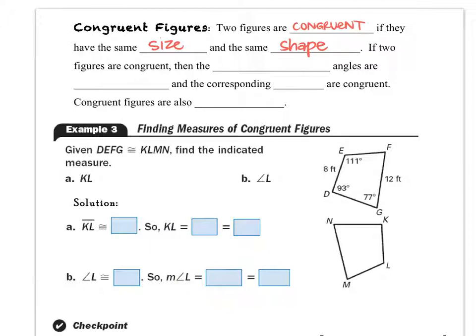If two figures are congruent, then we know that the corresponding angles are congruent, meaning they are the same, and the corresponding sides are congruent. In other words, if the shape is the same size and the same shape, then the angles are equal and the sides are equal. Congruent figures are also similar.